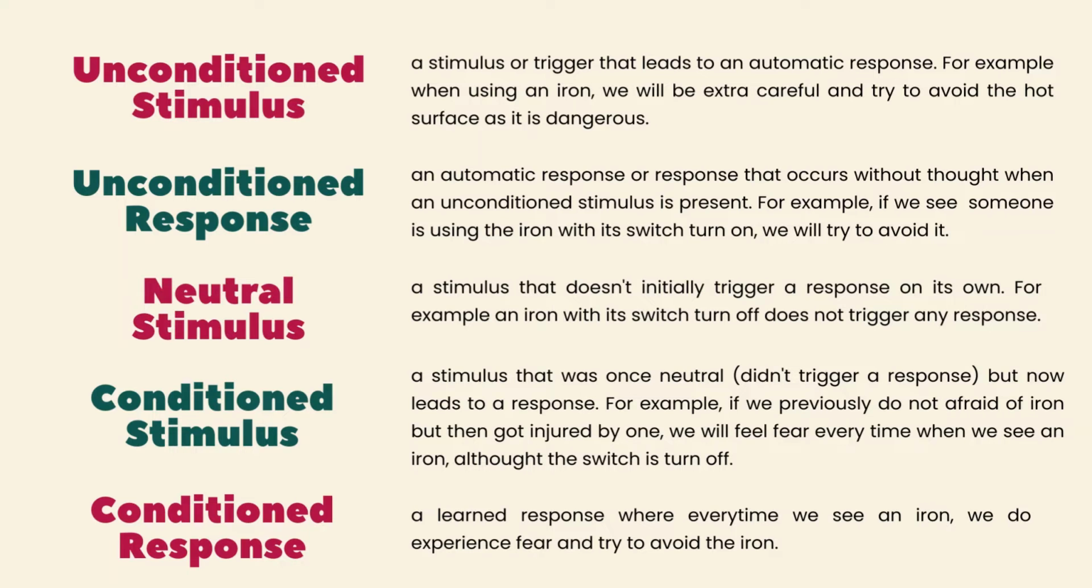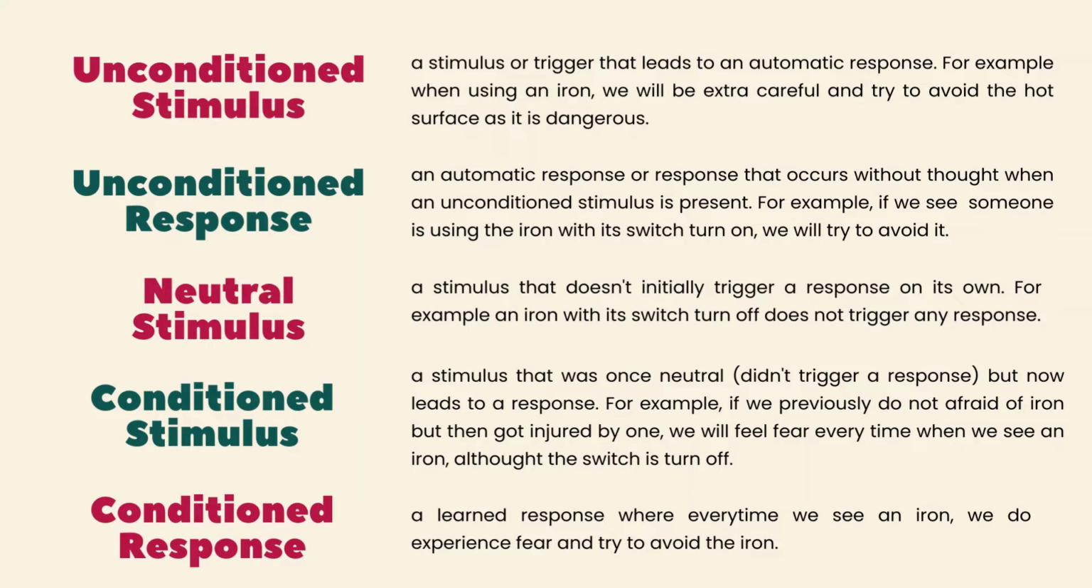For example, if we see someone using the iron with its switch turned on, we will try to avoid it as we know that it is dangerous. Moving on, we have neutral stimulus, which is a stimulus that does not initially trigger a response on its own. For example, an iron with its switch turned off does not trigger any response.